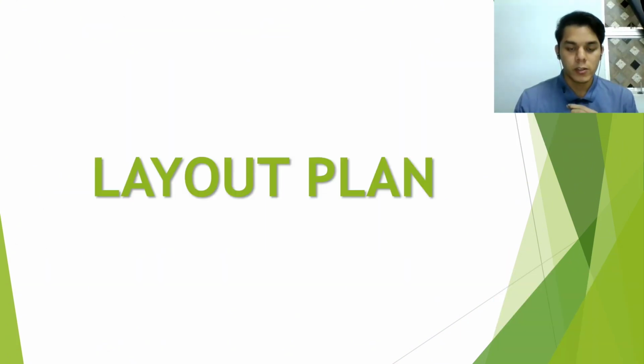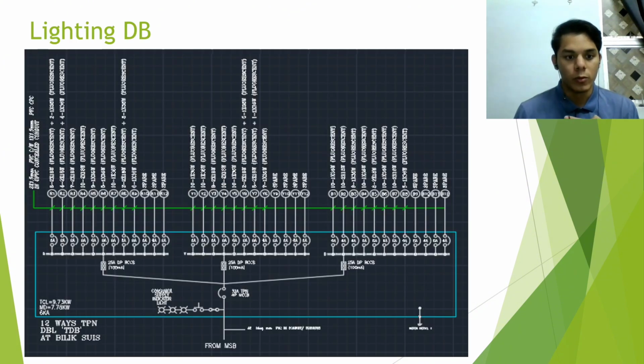For the last part, we are going to look into the layout plan for the DB and SSB. This is the lighting DB. The lighting DB is 12 ways TPN and located at the billet switch. The total connected load for this DB is 9.73 kilowatt, and the maximum demand is 7.78 kilowatt.